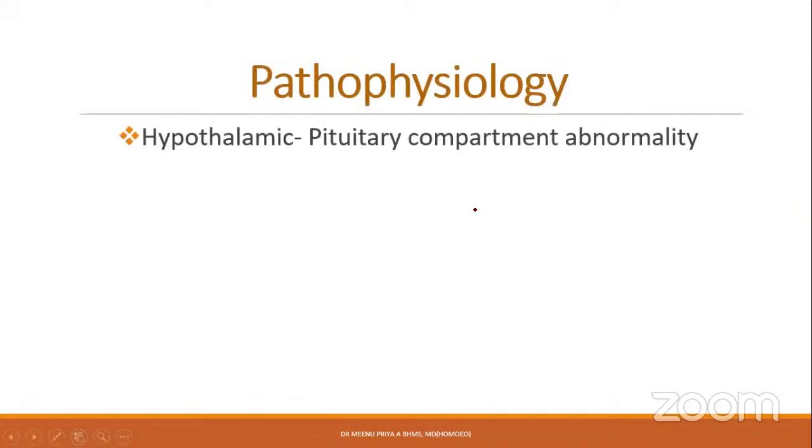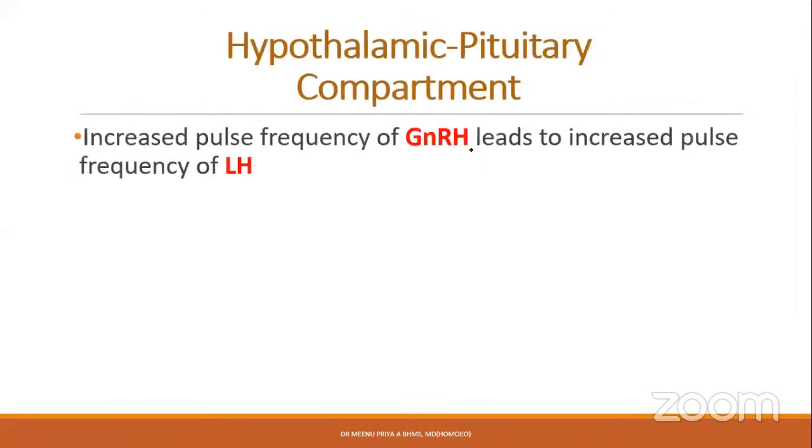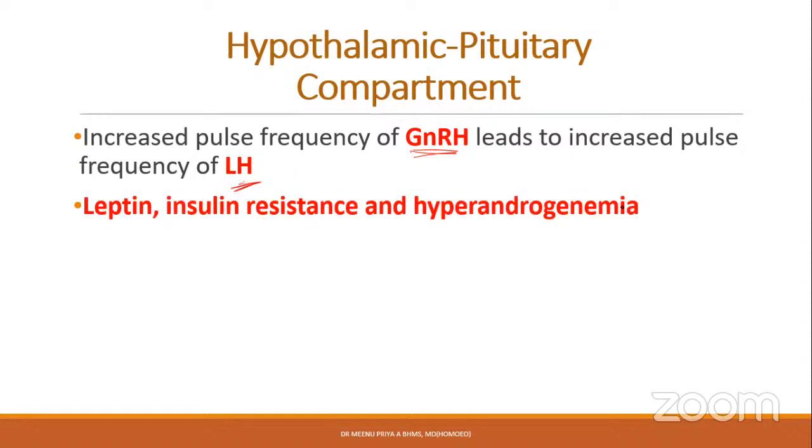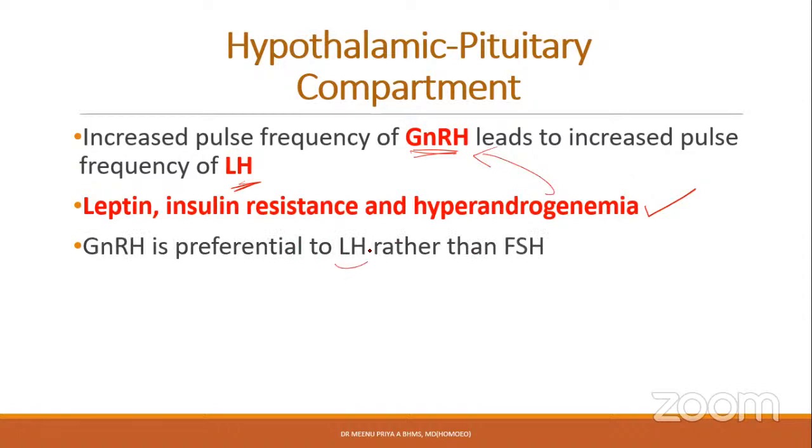And pathophysiology: hypothalamic pituitary compartment abnormality, androgen excess, and anovulation. So what happens? There is GnRH. This is all related to the positive and negative feedbacks. The exact cause for why GnRH is raised is not known. So GnRH is raised, which will increase LH. Leptin, insulin resistance, and hyperandrogenemia are related to why GnRH increases. And it is preferential to LH. GnRH is always preferential to LH rather than FSH, and that is why LH is increasing.